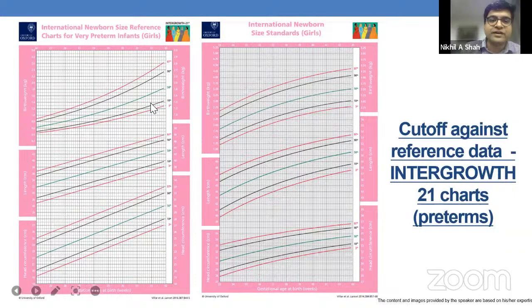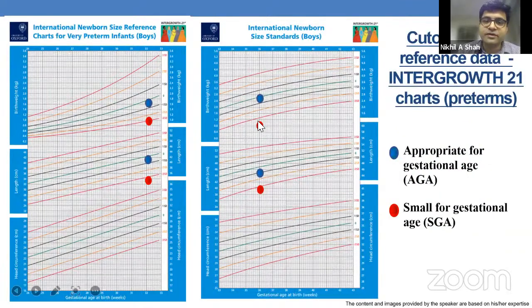So again, as I said, anything less than minus 2 standard deviations or less than the 3rd percentile. So in red, we will label these 2SD. Here the birth length is less than minus 2SD. And similarly here, the birth weight and the birth length are less than minus 2SD. So the red ones are small for gestational age babies. The blue ones are the appropriate for gestational age babies.